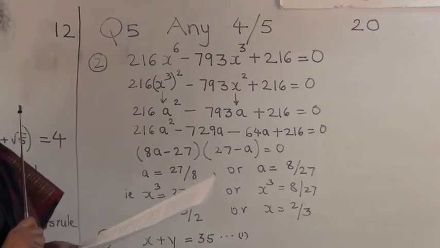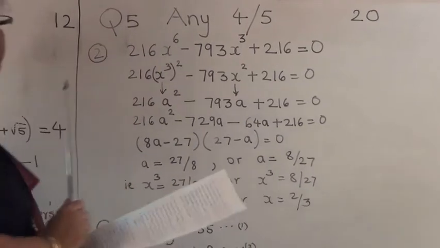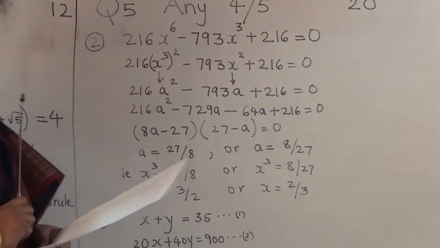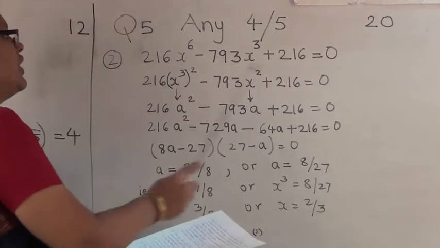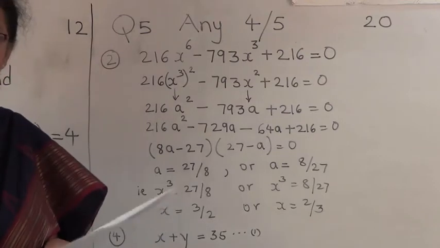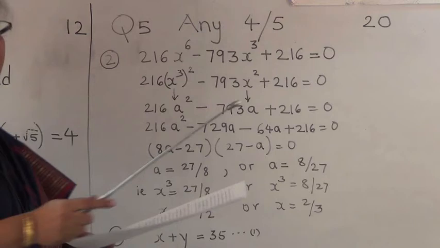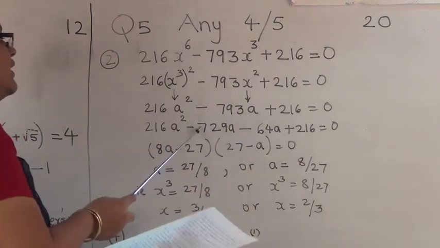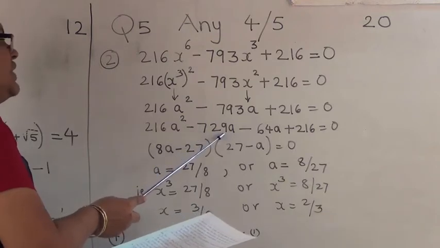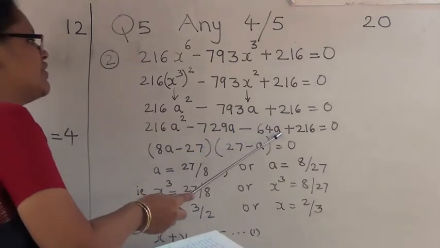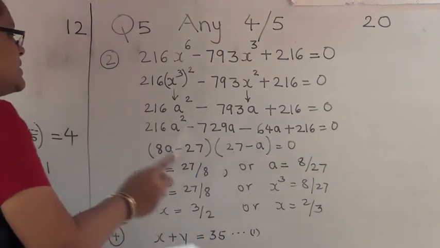Now it has come to the proper form of a quadratic equation, where we can factorize the quadratic equation by splitting the middle term. So you have to be a little proper with mathematics. Find out the product of 216 into 216. Instead of multiplying it, actually use a shortcut method and find out its factors and see that the middle term 793 can be split as minus 729a and minus 64a to get the two factors 8a minus 27 and 27 minus a is equal to 0.